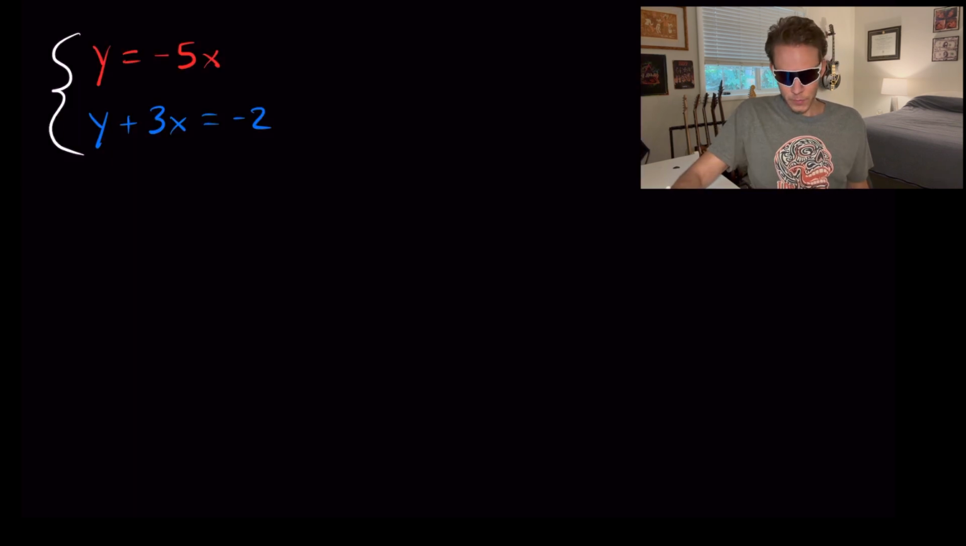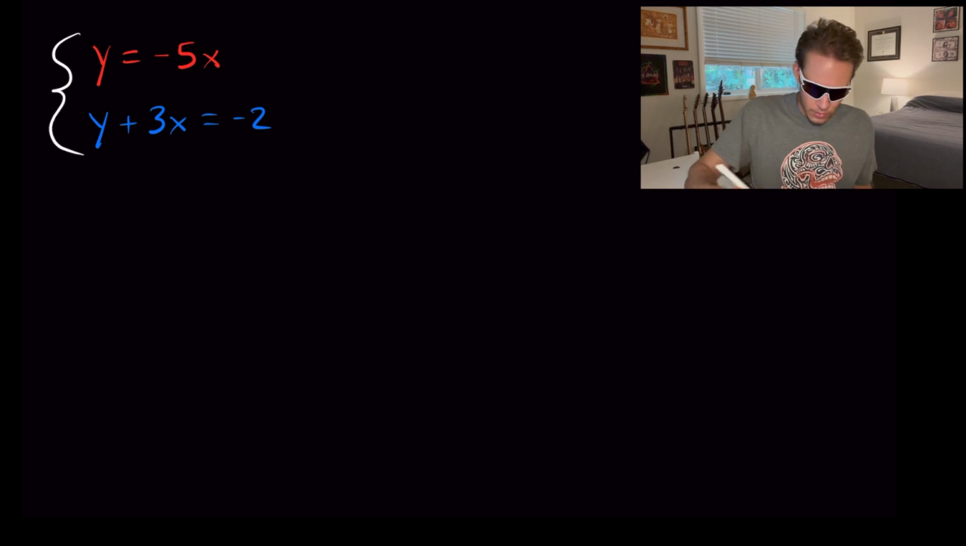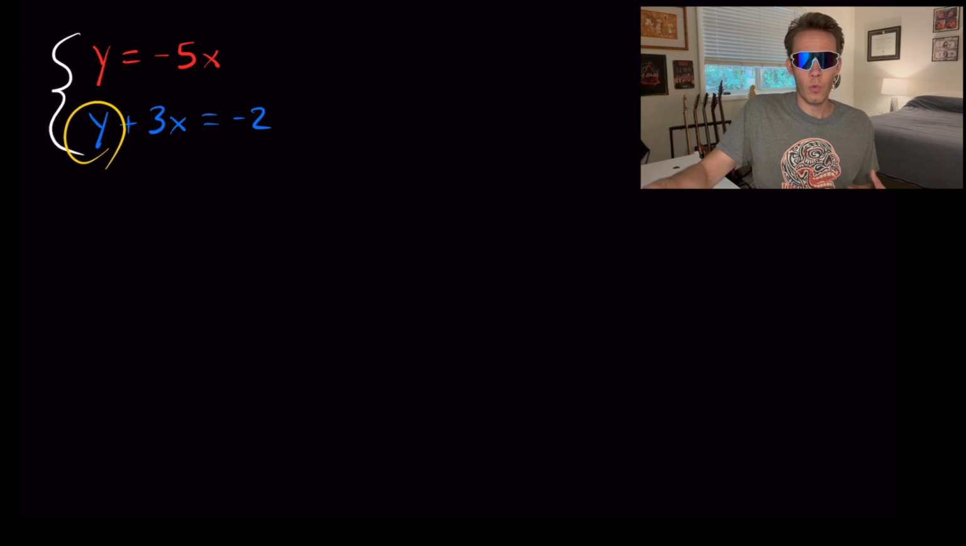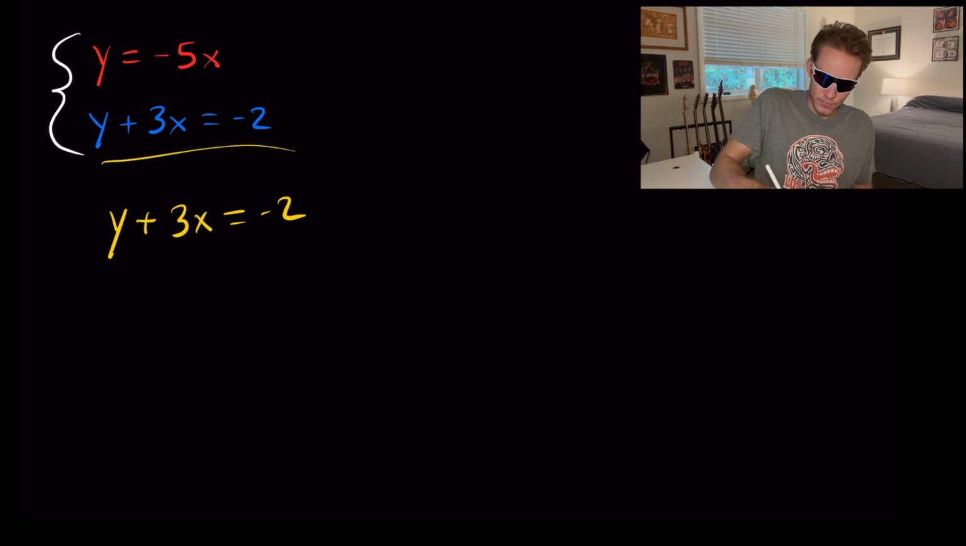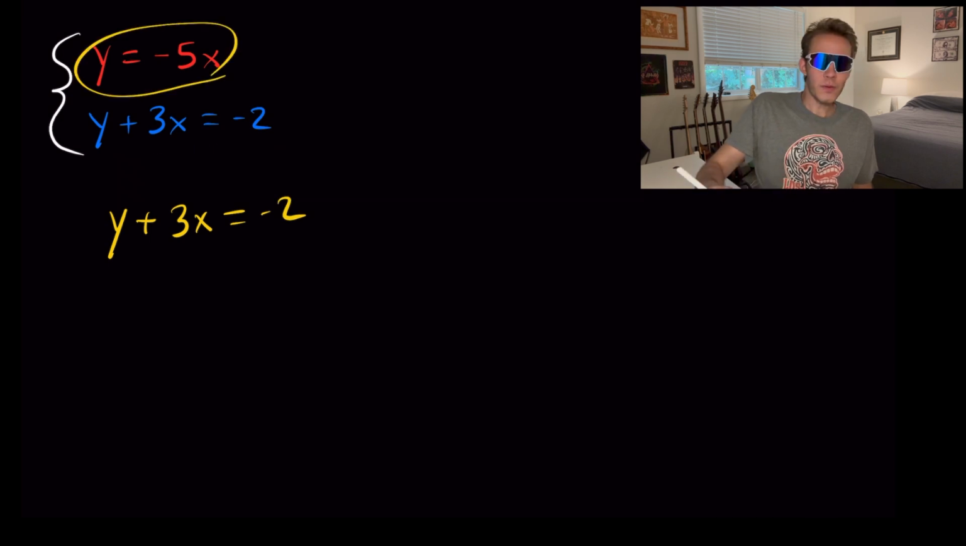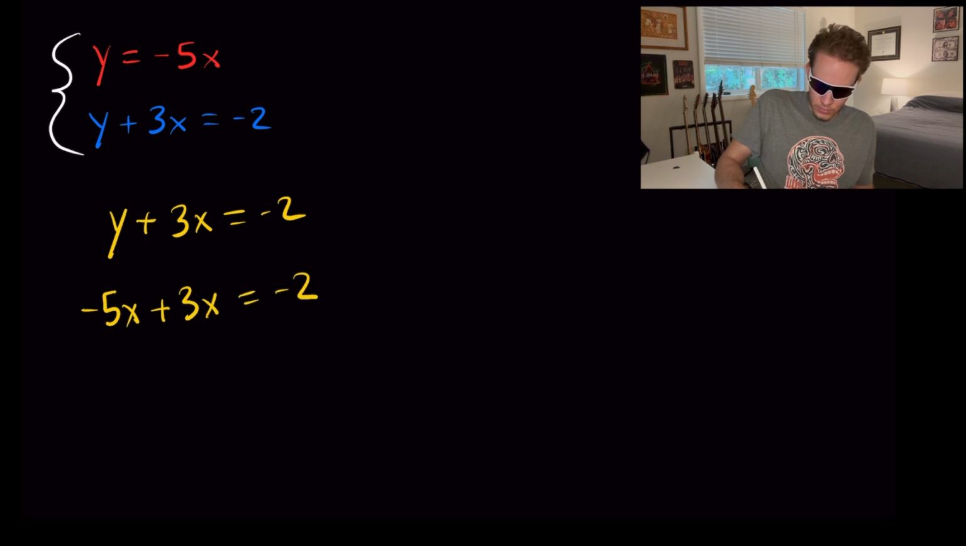Here's another one. I got y is equal to negative 5x, and y plus 3x is equal to negative 2. So this first equation tells me what y is equal to, so I'm going to substitute that into the y in the blue equation. So I'll have y plus 3x equals negative 2. And then y is equal to negative 5x. So instead of y, I'm going to write negative 5x, and then plus 3x equals negative 2. And solve for x. This is going to give us the x-coordinate for the point where these two lines intersect.